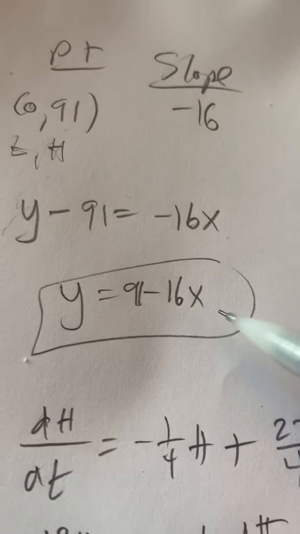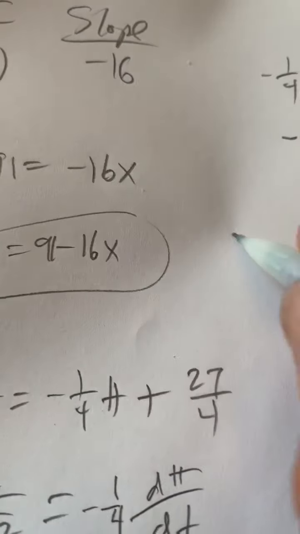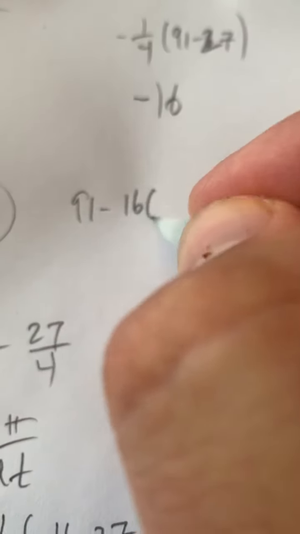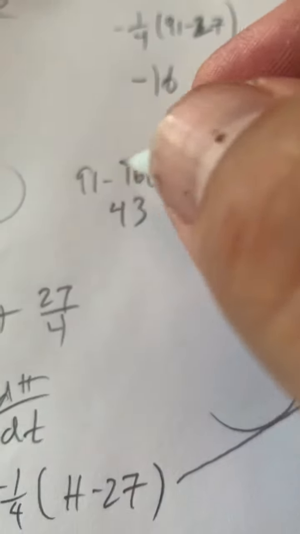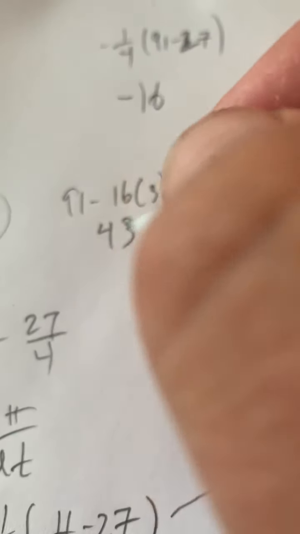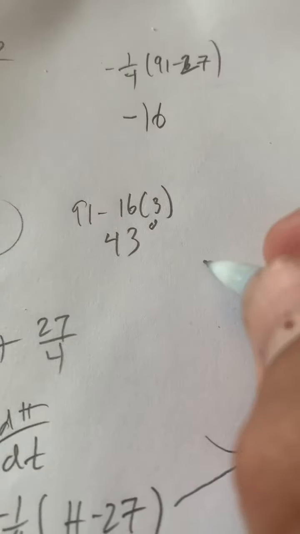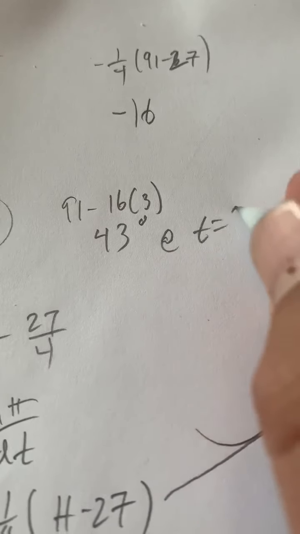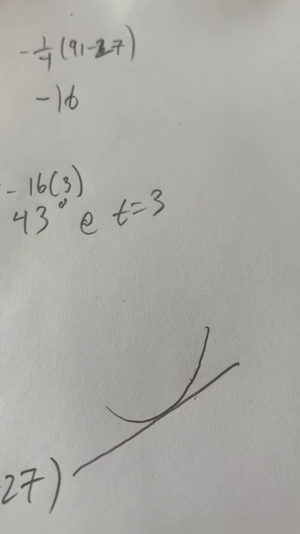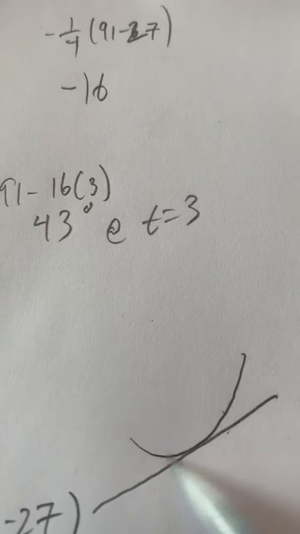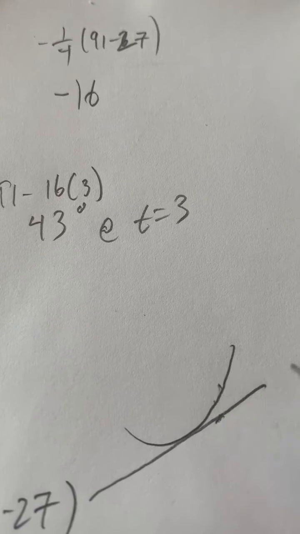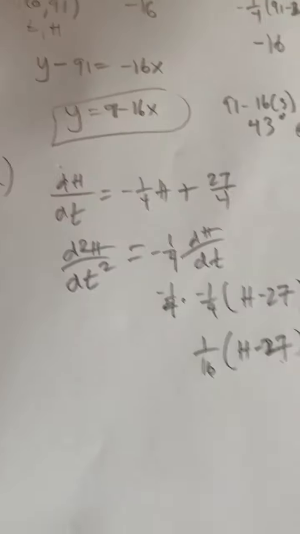Oh, sorry, I never did when t equals 3 up here. If I finish this, I do 91 minus 16 times 3, which is 48, so 43. So my estimate is 43 degrees Celsius at time t equals 3. Then is this an overestimate or an underestimate? Well, if I'm concave up, then my tangent line guesses are going to be underestimates. So I would say that is an underestimate because we are concave up.